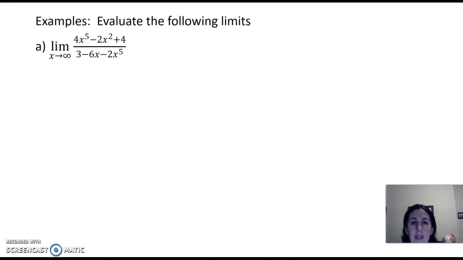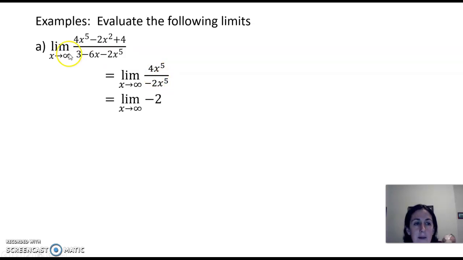So let's revisit that example I had up before. Let's take the limit as x approaches infinity of this rational function right here. So according to our little shortcut, we're going to take the highest power of the variable up top over the highest variable power in the bottom. And we can see that's 4x to the 5th over negative 2x to the 5th. Once we reduce, these x to the 5ths cancel, and 4 divided by negative 2 is negative 2.